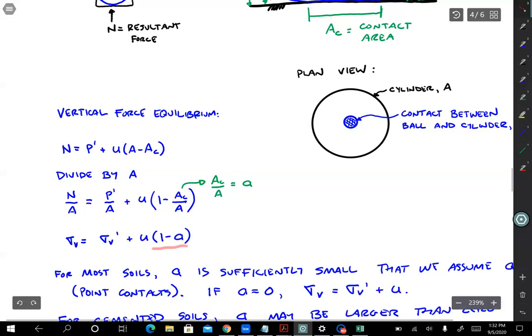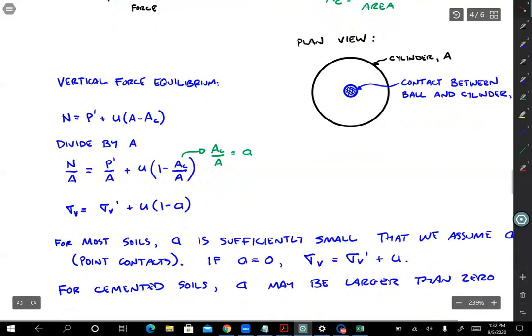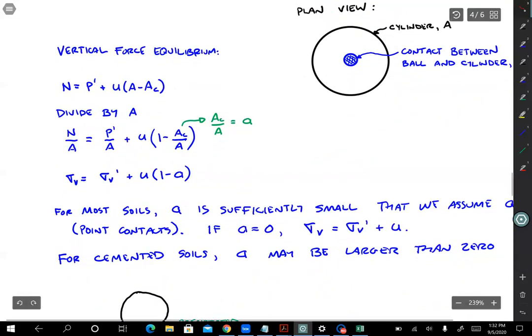Okay, and then we have this 1 minus a term that gets added in. Now for most soils, we can basically assume that a is 0. So if a is equal to 0, then this term becomes 1, and you just get the original effective stress equation that we already derived in the previous lecture. And that's almost always what we assume for most soils.